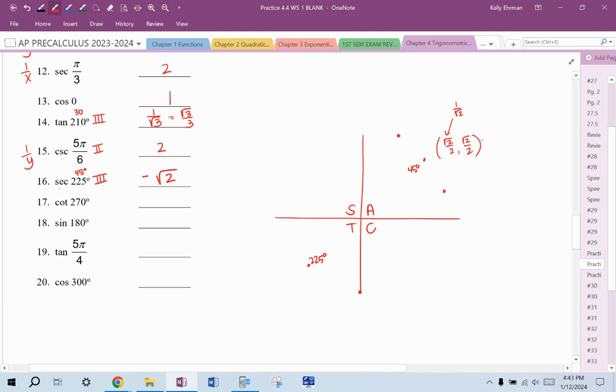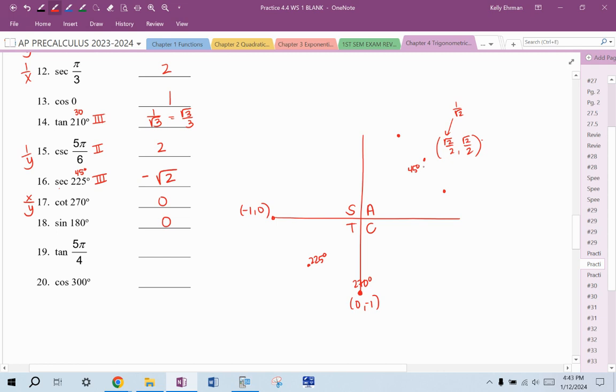270 degrees is not in a quadrant, it's at the bottom of the circle. And this ordered pair is (0, -1). Cotangent is x over y. 0 over -1 is 0. 180 is not in a quadrant, it's on the left side of the circle. Sine is equal to the y value over there, which is 0.